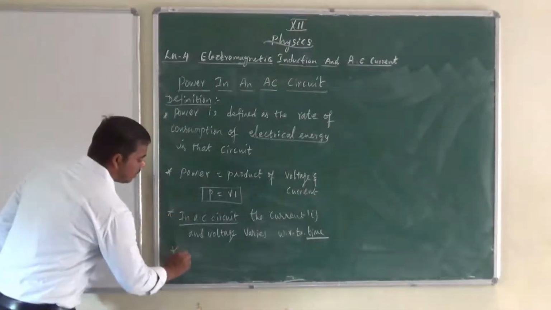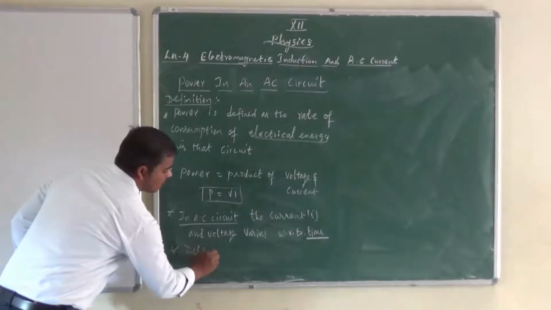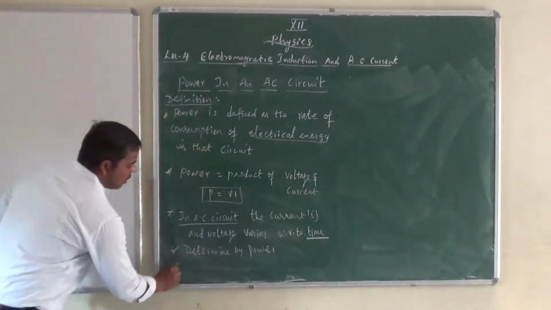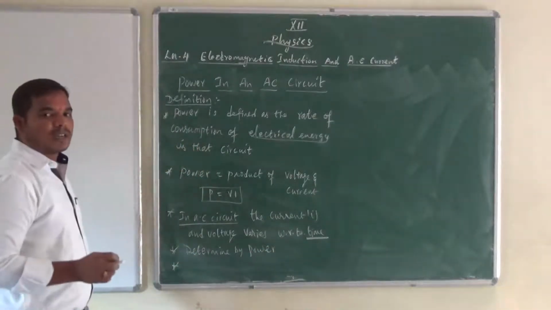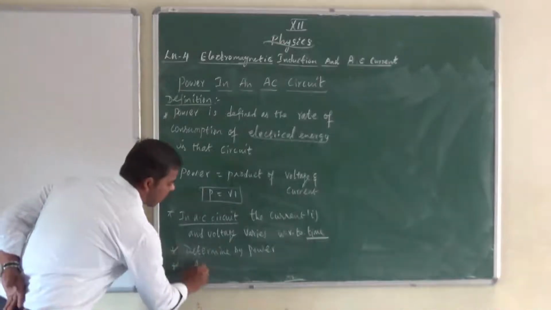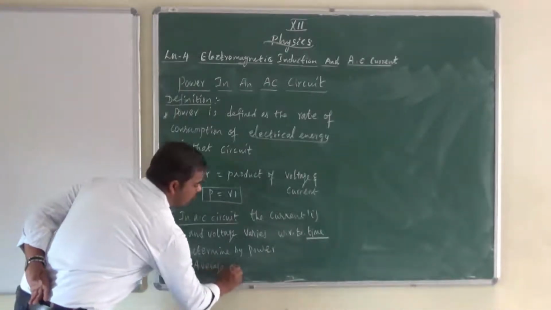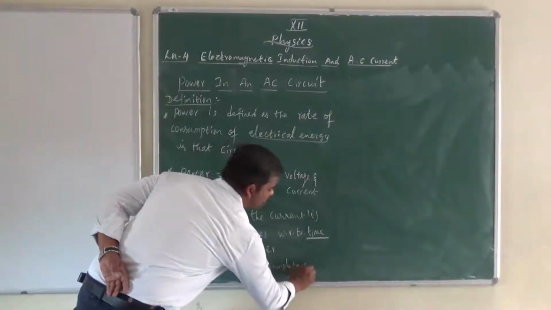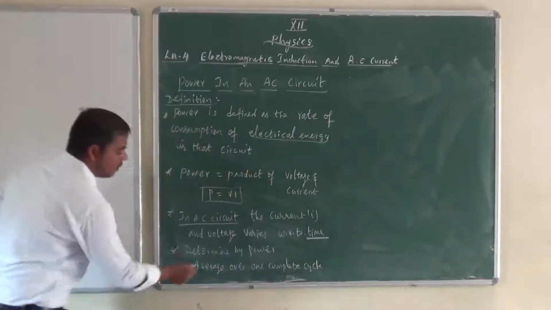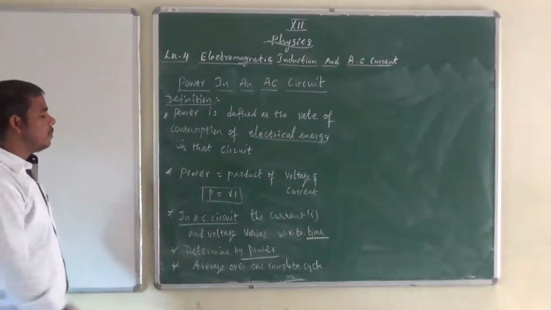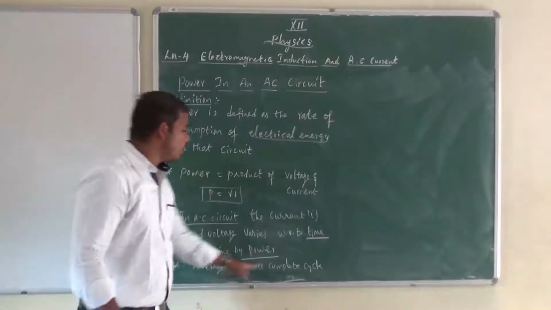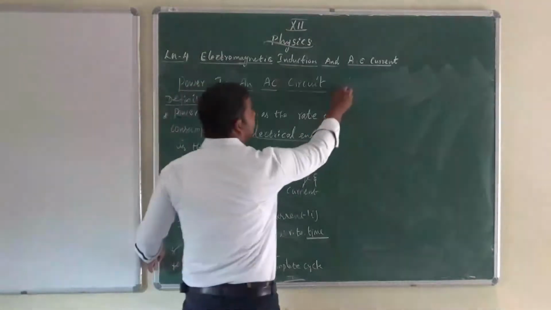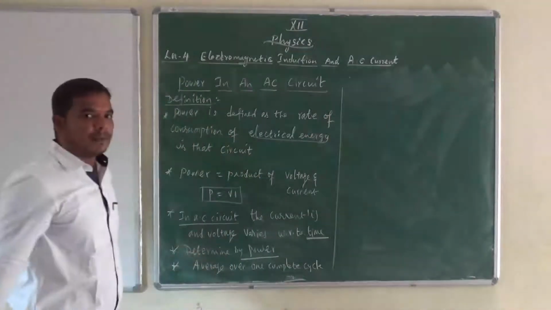First we can determine the power by taking the average over one complete cycle. So how can we determine the power? We can take the average over one complete cycle, that means the energy consumption over one complete cycle, and from that we can determine the power.